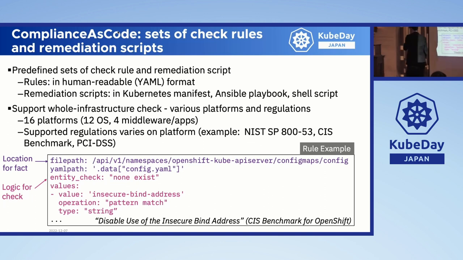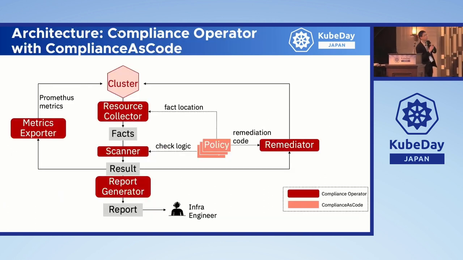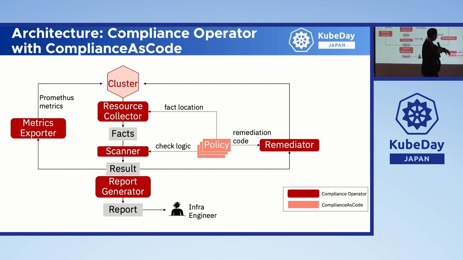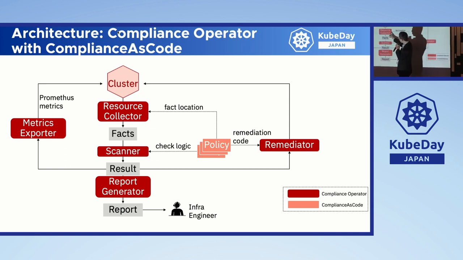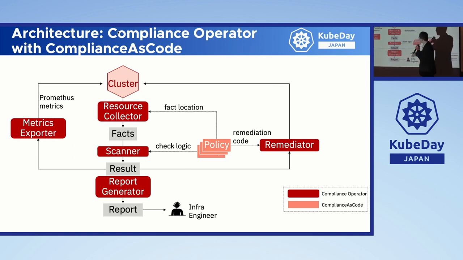Let me share the architecture slide of Compliance Operator working with Compliance as Code. The red rectangle represents the components of Compliance Operator. First, the resource collector collects the facts from the cluster, which is indicated in the location in the policy, I mean Compliance as Code. Then the facts will be scanned by Compliance Operator with the check logic provided by the policy. And the result will be consumed by various tools, including the metrics exporter, report generator, and the automated remediator for clusters.